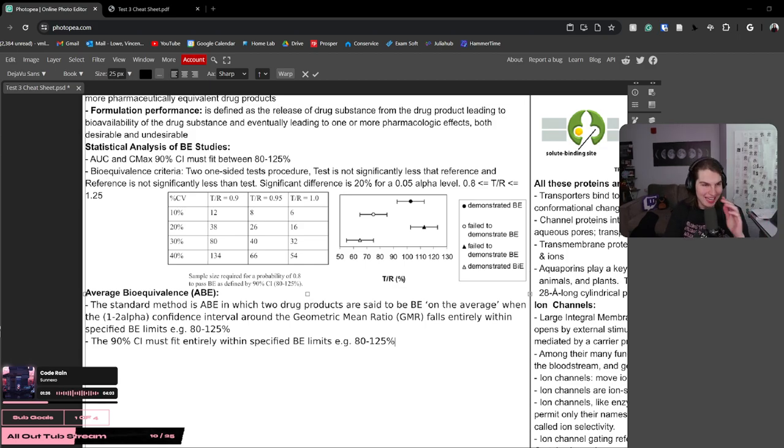What this essentially means, chat, is when we're talking about a 90% confidence interval, it gives us a wide range like this, right? So you can see this one right here is within the 80%, but right here it goes past 125%, which means it fails to demonstrate bioequivalence because the entirety of it isn't within the limit. It's basically setting a threshold: if the confidence interval goes past it, they are not bioequivalent, which is important because some drugs are highly variable in specific populations.